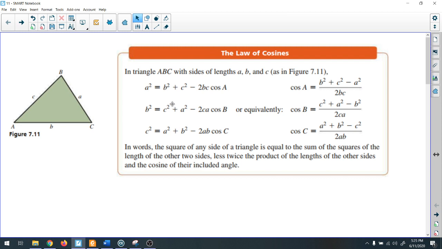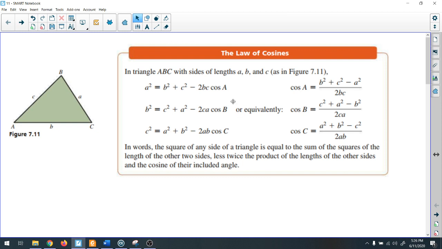Okay, so let's go over that. If we have triangle ABC and ABC is not a right triangle, well, a regular triangle, it doesn't matter. The conditions we have: angle A and the opposite side is a, angle B and the opposite side is lowercase b, and angle C and the opposite side is lowercase c.